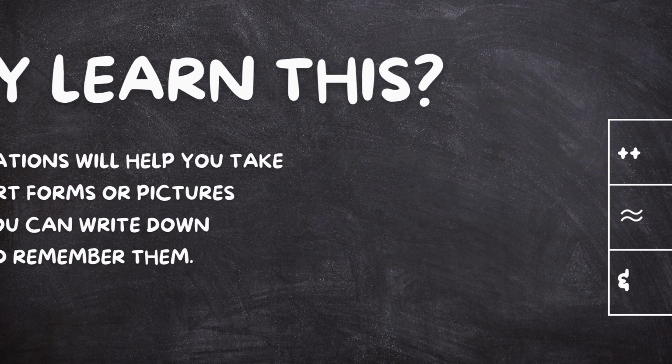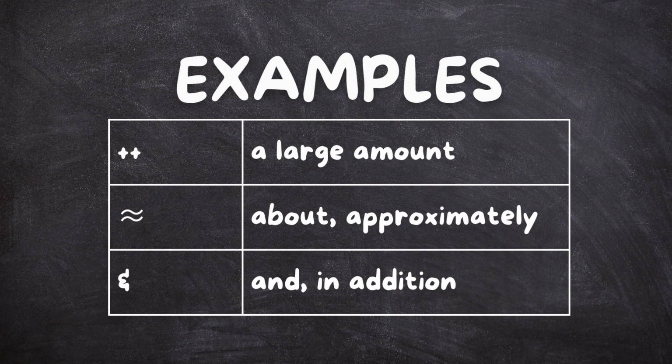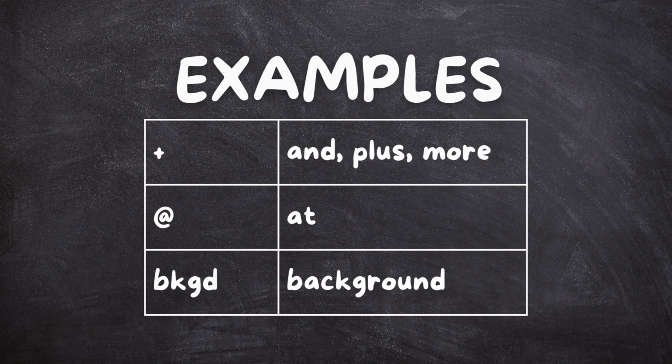Let's get to it. If you use 2 plus signs, that can represent the words a large amount. If you use this symbol below the wavy lines, that can represent the words about or approximately. If you use this and symbol, you can represent the words and or in addition. Just 1 plus sign can represent the words and, plus, or more. The at sign can obviously represent the word at.